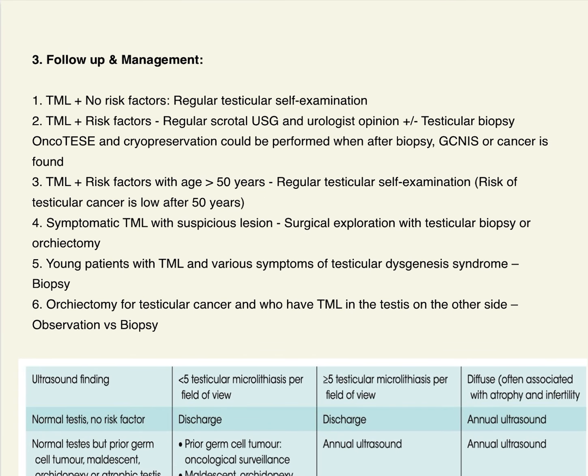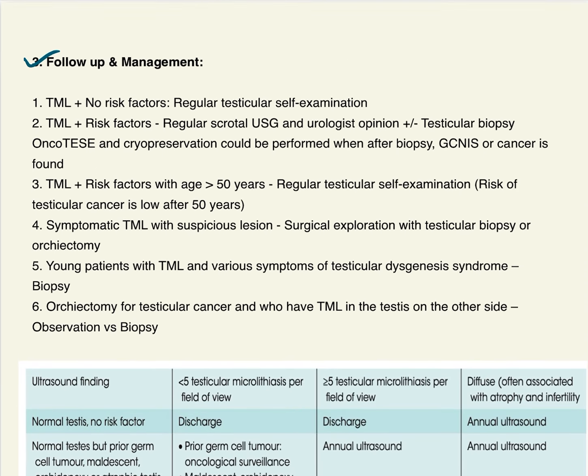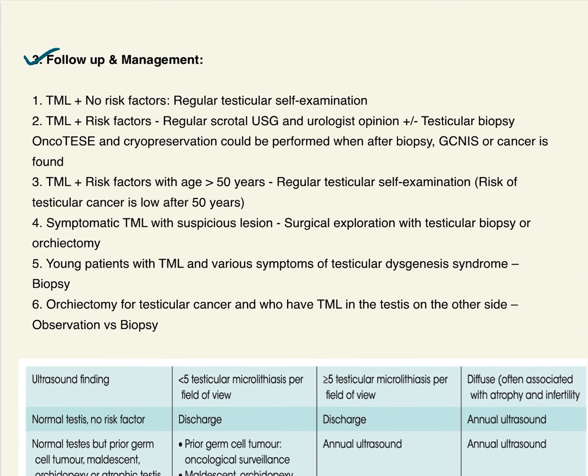Coming to the last implication, that is the follow-up and management. I have taken from two sources. I'll give you the references in the next slide. One source describes that when TML is not associated with any risk factor that were previously described, only regular testicular self-examination is recommended. While when TML is associated with risk factors, regular scrotal ultrasound and a urologist opinion with or without testicular biopsy and cryopreservation can be performed.